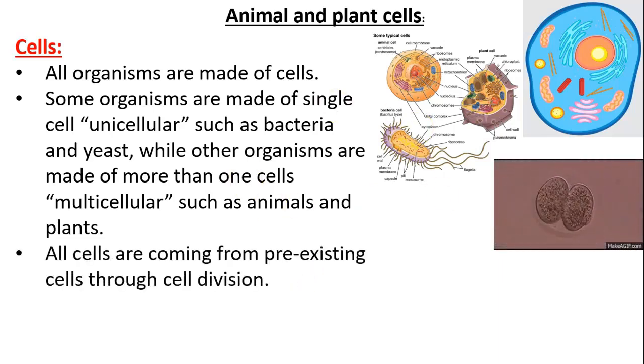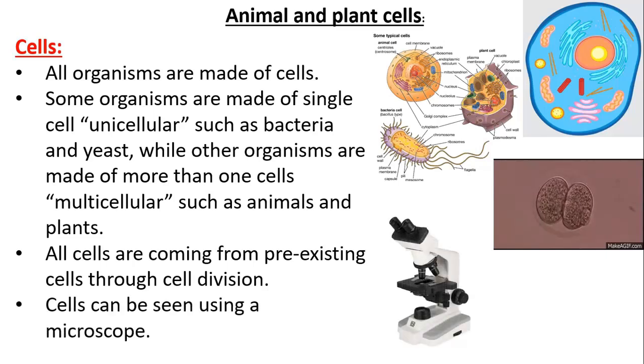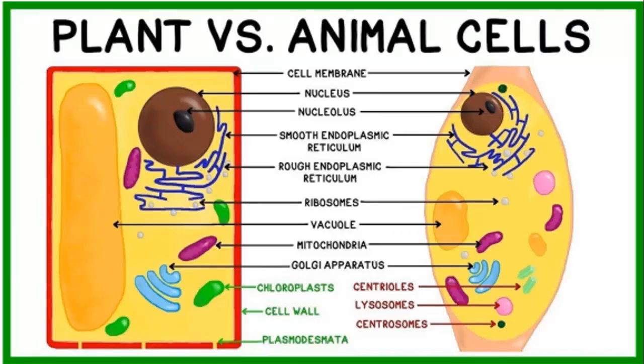All cells come from pre-existing cells. So you cannot get a cell without a cell division. There must be an original cell and then it divides, giving you another cell. So this is cell division. And this says that all cells must come from cells that were already there, pre-existing cells. Cells usually can be seen under microscopes.